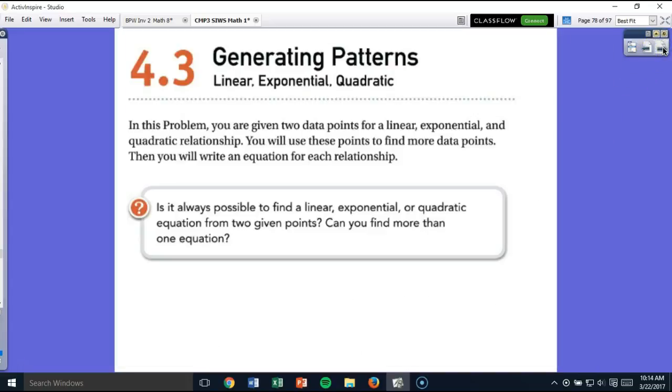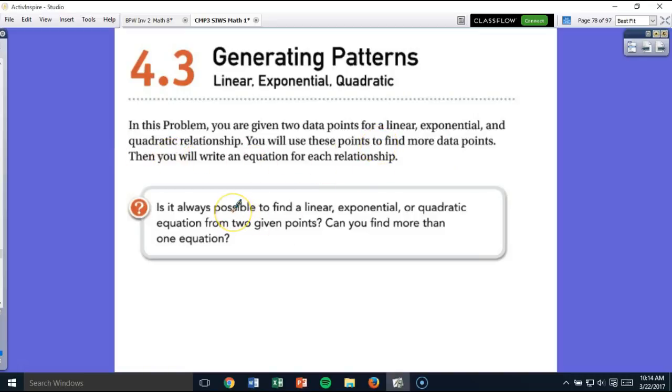So on page 69, we're here with generating patterns: linear, exponential, and quadratic. What's going to happen in this one is we're kind of wrapping up everything we've gone through, not just in this book, but about everything we've gone through so far this year with our equations. We're going to give you two data points for a linear, exponential, and quadratic relationship. We'll use these points to find more data points based off the rules that we've been using for different types of equations. And then once you've filled out the table, you're going to write an equation for each relationship.